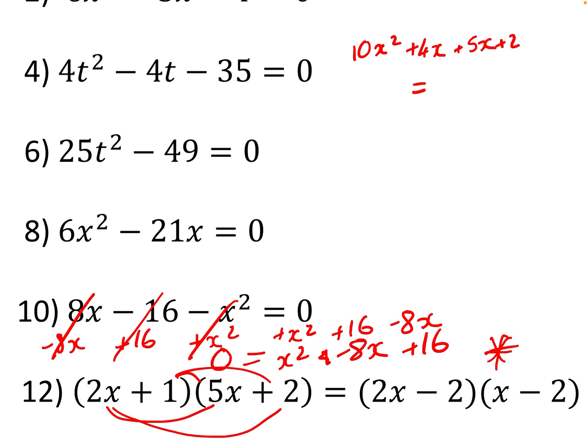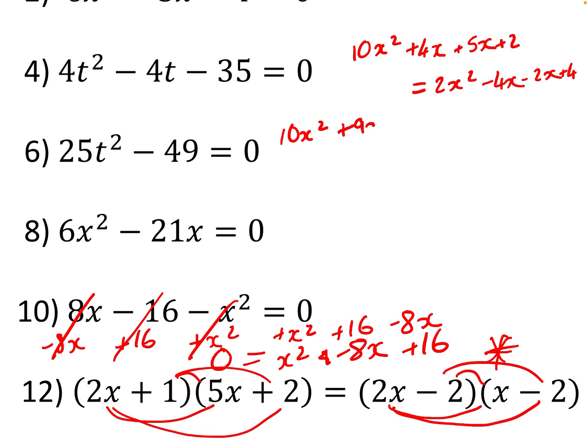On the right hand side, I've got 2x squared minus 4x minus 2x plus 4. Combining like terms, and I'm also going to try and squish this onto one line now, I get 10x squared plus 9x plus 2 equals 2x squared minus 6x plus 4. Now this is a much easier format to work with.